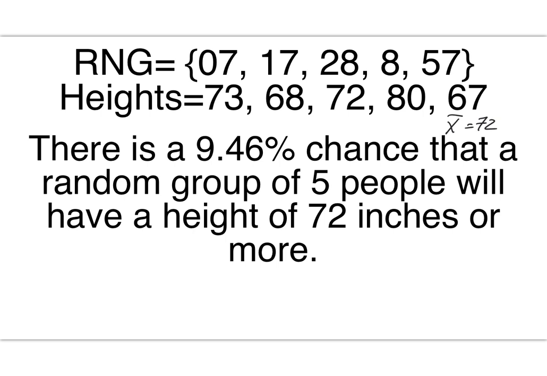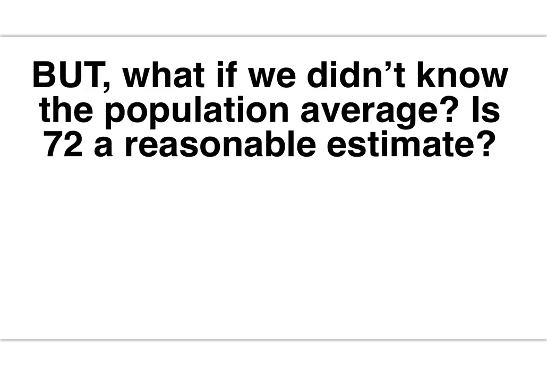What we're going to do next is say, yeah, but what if we don't know the population average? So let's say we took a sample of 5, it gives us an average of 72. How do we know 72 is a reasonable estimate? Ultimately, the answer will always be we don't know. So we always have to go back and say, did I use proper procedure? Did I use an actual random number generator? Did I randomly select people from whatever population of interest I care about?